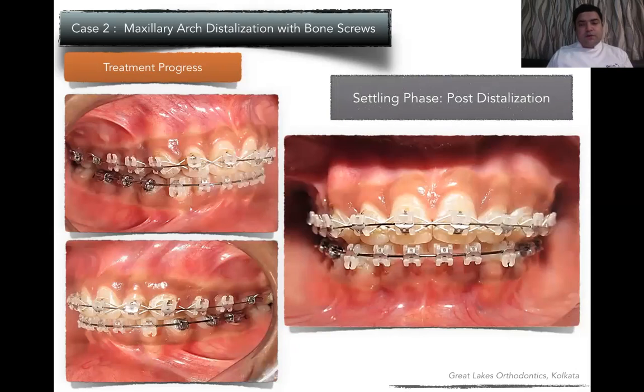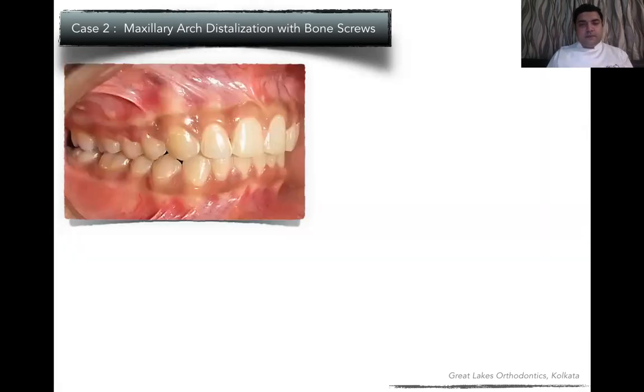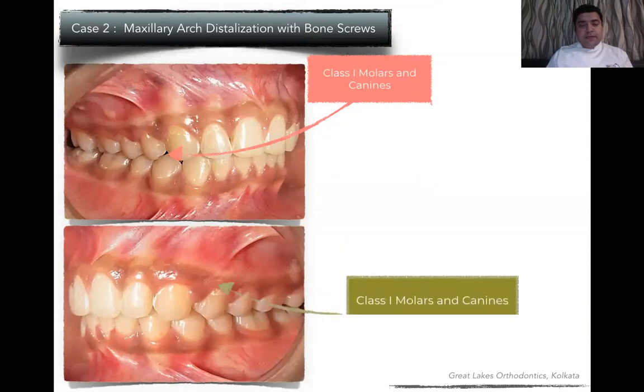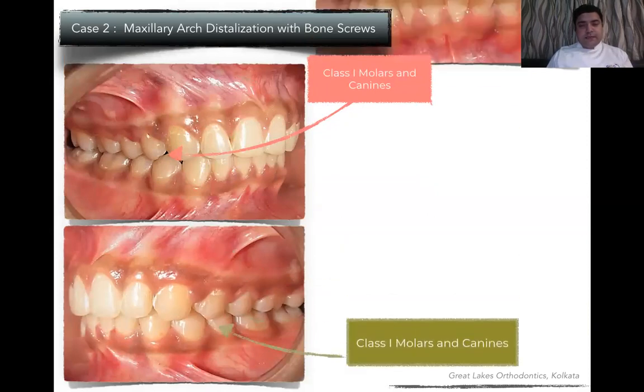We place 14 tie for settling. The lower is on a 19x25 steel. So, and the midlines are on, and you can see that the deep bite has really corrected. So that's the end result. So we got a class 1 molar and a canine relationship. On the right hand side, it was class 2 to start with. And left hand side is also maintained at class 1 molar and canine.